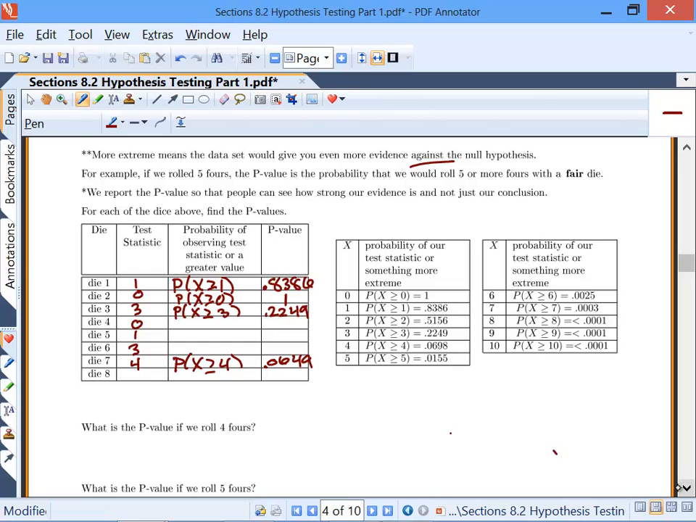So what was our p-value if we rolled 4 4s? The probability that x was greater than or equal to 4 was 0.0649. What is your p-value if we rolled 5 4s, which we never did, but the probability that x could be greater than or equal to 5 is 0.0155.